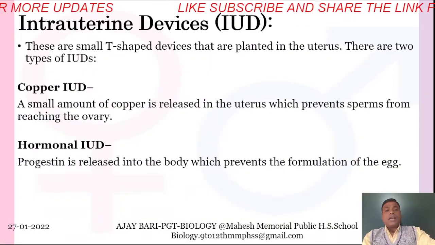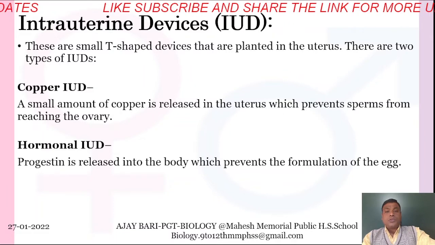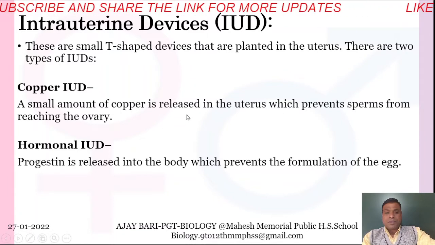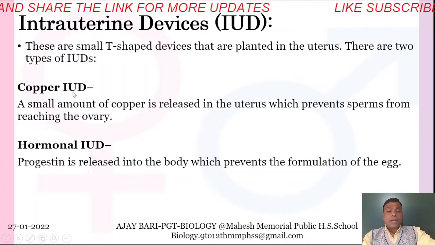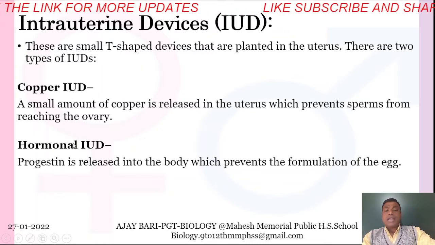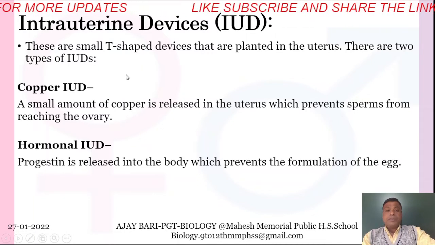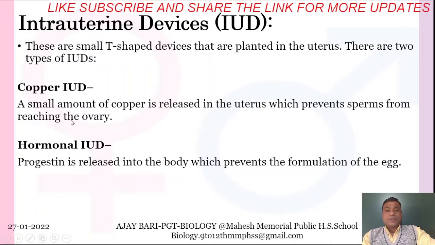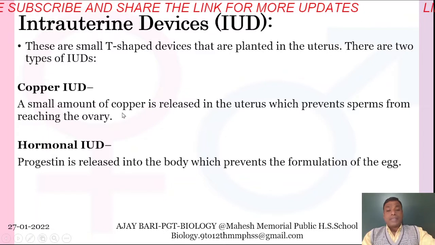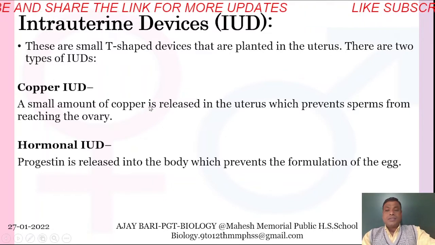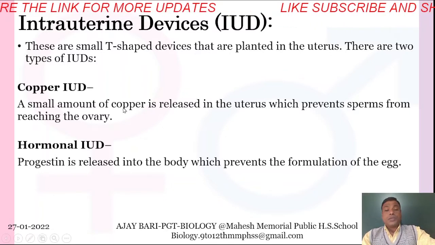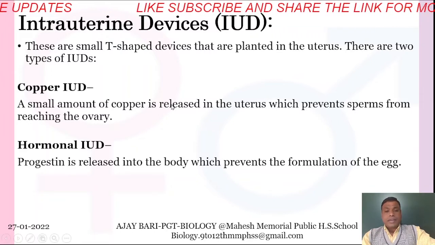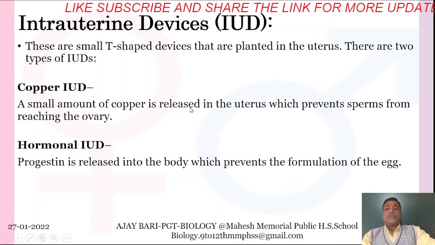Along with the hormonal methods, some intrauterine devices are used. They act in both manners: copper IUDs and hormonal IUDs. Basically, we divide intrauterine devices into two types. One releases copper inside the uterus, which prevents the sperm from reaching the ovary. So the sperm only survive in the uterus.